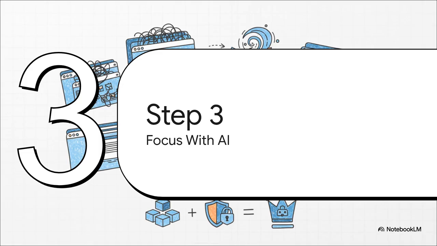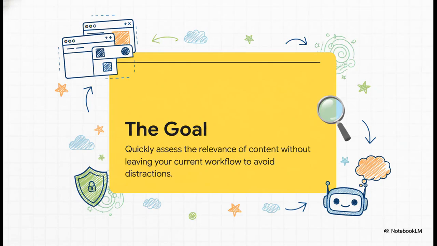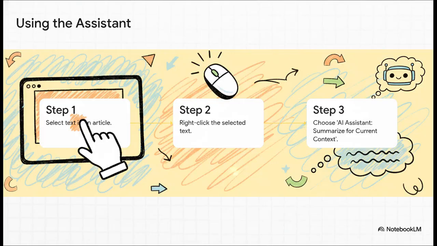Let's move to the final step, keeping your focus sharp with a little help from AI. The whole point of this step is to solve a problem we've all faced. You're in the zone, deep in your work, but you find a link that looks kind of interesting. This feature is designed to let you check if it's actually relevant without totally derailing your train of thought and sending you down a 2-hour rabbit hole. And the process is designed to be completely seamless.